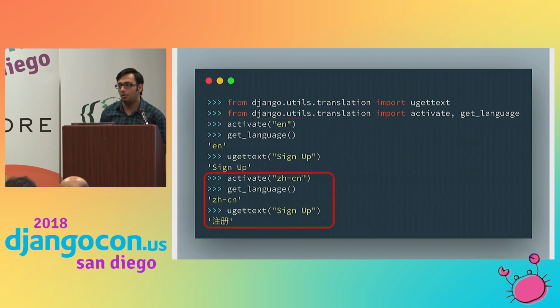Similarly, I did it for simplified Chinese. So I activated it, I tried to get the language, and then I tried to get the translation. We'll see where we actually put those static string translations later.